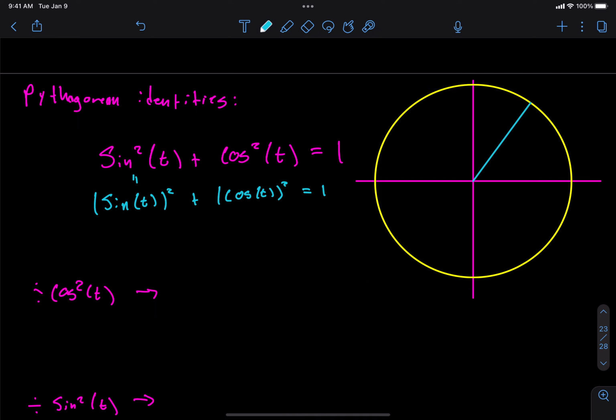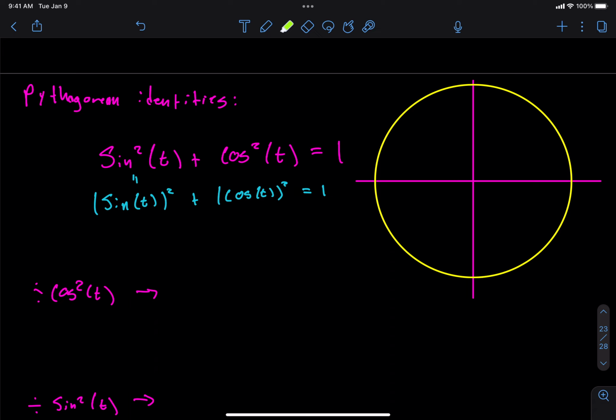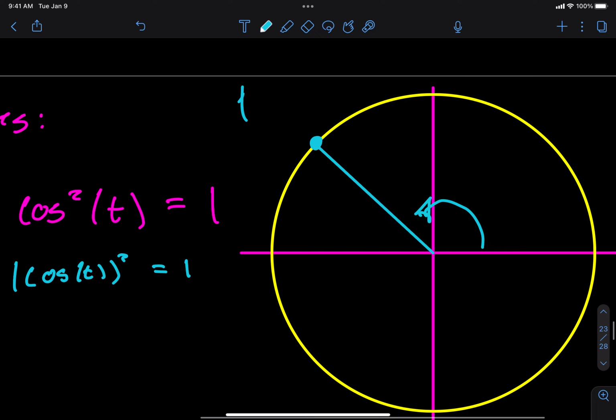So, why is this true? Well, if we have an angle t, just for fun, I'm going to draw the angle somewhere else this time. I'm going to draw it there. That's fine, we can have an angle there. This point has coordinates, and the coordinates are whatever this angle is. The x-coordinate will be cosine of that angle, and the y-coordinate will be sine of that angle, right?